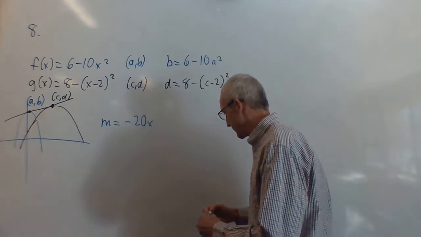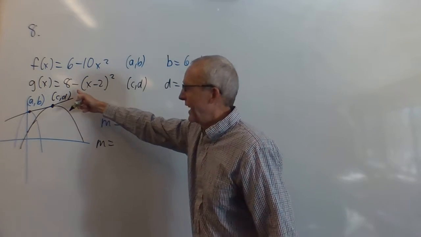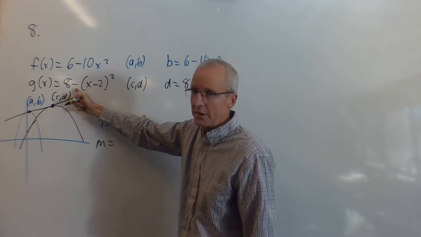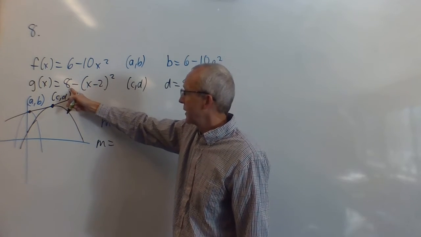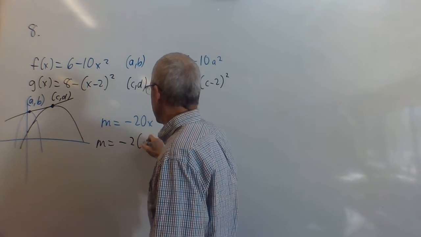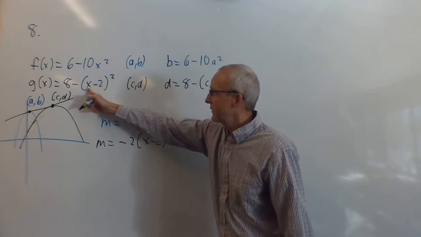Here, I'll just write the slopes first. And then the slope of the black one: the derivative of 8 is 0. Same thing here, we're going to use the chain rule and ignore the 8. 2 times negative is negative 2, times x minus 2 to the 1, all right, times the derivative of what's inside.